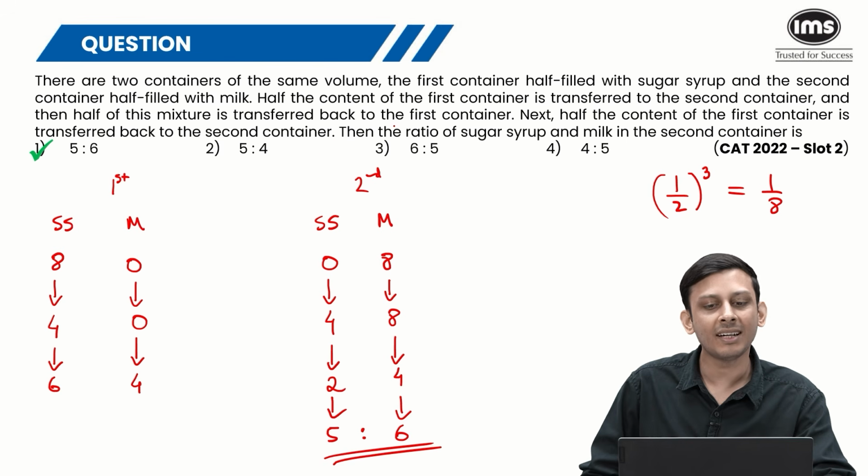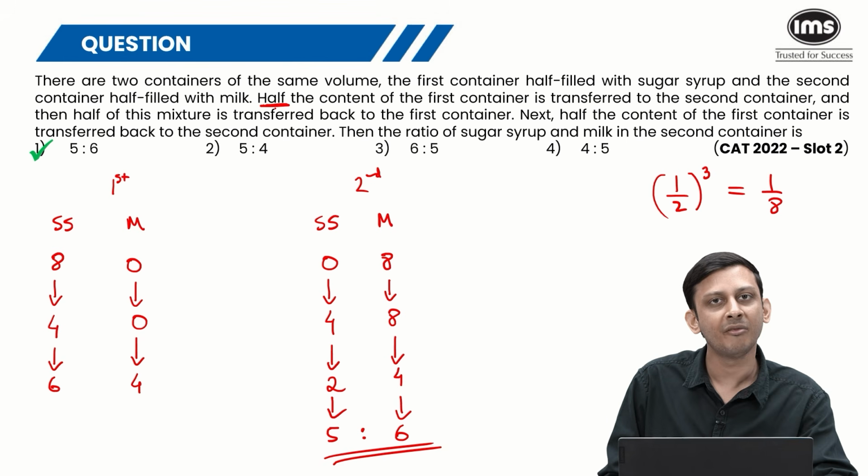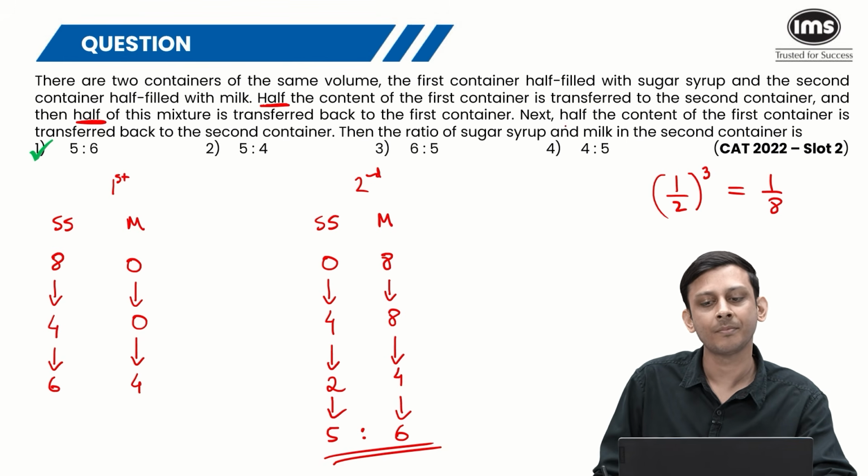Okay, so make sure that you're understanding the logic behind this, why we are taking 8, because we have half, which is 2 in the denominator, and that is happening a total of 3 times.